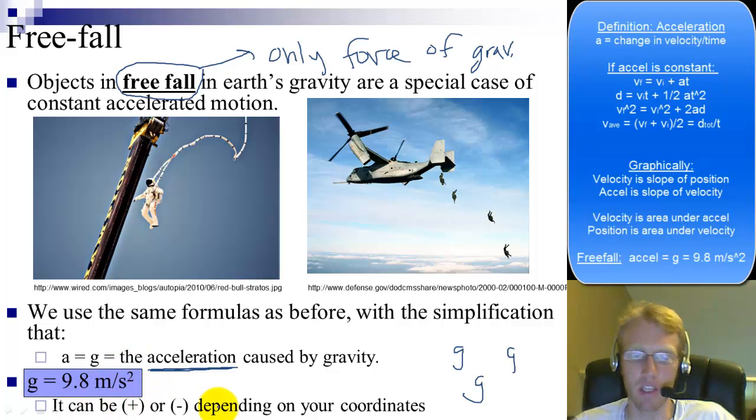The value can be positive or negative depending on your coordinate system. Typically, you're going to have down as negative and up as positive, and therefore you'll plug in a negative 9.8 for the acceleration. But again, it depends on your coordinate system. You could define down as positive if you wanted to.